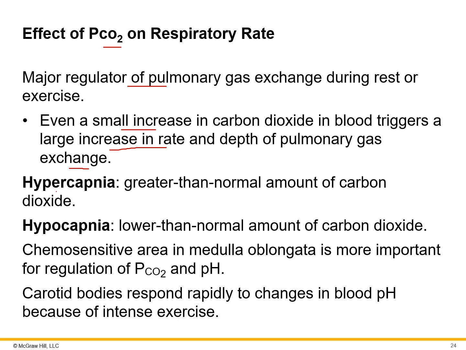So two terms here that go along: hypercapnia, that's whenever we have too much carbon dioxide, hyper meaning high, and then hypocapnia would be lower than normal carbon dioxide. So that chemosensitive area in the medulla oblongata is more important for regulating that partial pressure and pH. So again, back to that carbonic acid and the amounts of carbon dioxide present. And then the carotid bodies respond rapidly, though, to changes in the blood pH that indicate too much carbon dioxide due to that intense exercise as we're going through metabolism to provide energy.